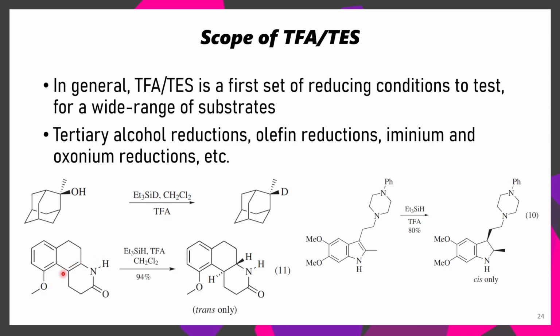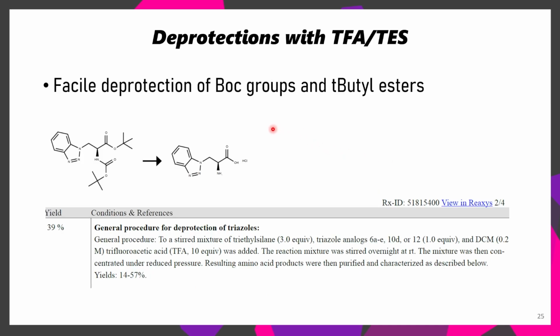As we protonate the alpha position, this can form an imine, and then the imine can be trapped via triethylsilane. In the case of this indole, we would again form an iminium, protonate the 3 position. This makes the 2 position highly electrophilic, and then triethylsilane is able to donate a hydride, giving us the cis-only dihydroindole derivative. It's also quite often used for deprotections.